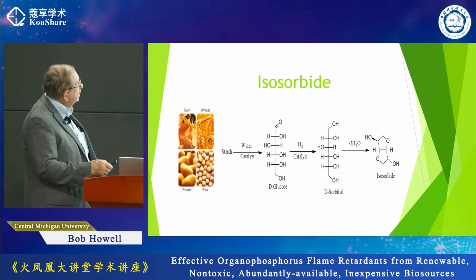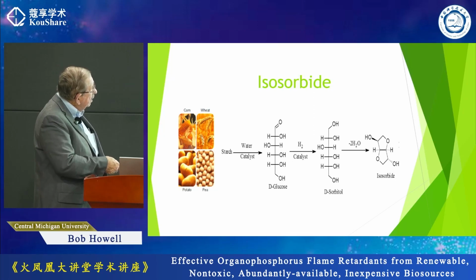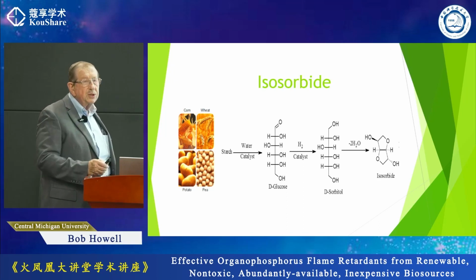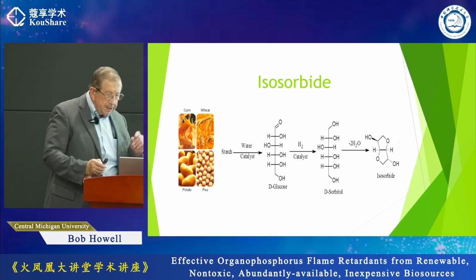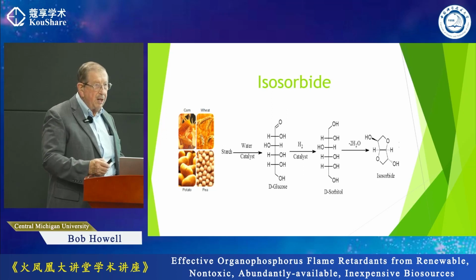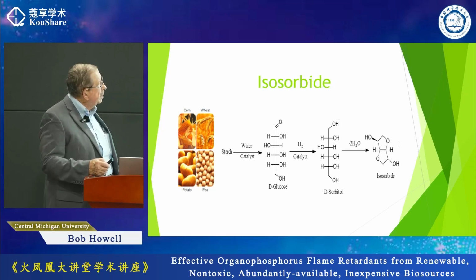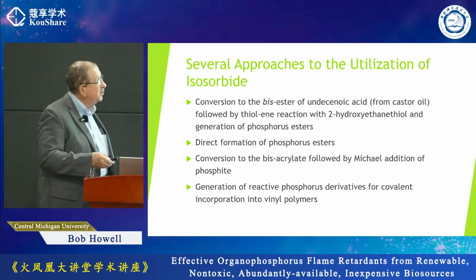Isosorbide is shown here. It comes from starch. You simply hydrolyze starch to get glucose, and then hydrogenate to generate sorbitol, and double dehydration gives you isosorbide. And there are now two companies that make this commercially available in polymer grade. So it's readily available, and there are lots of things you can do to it.